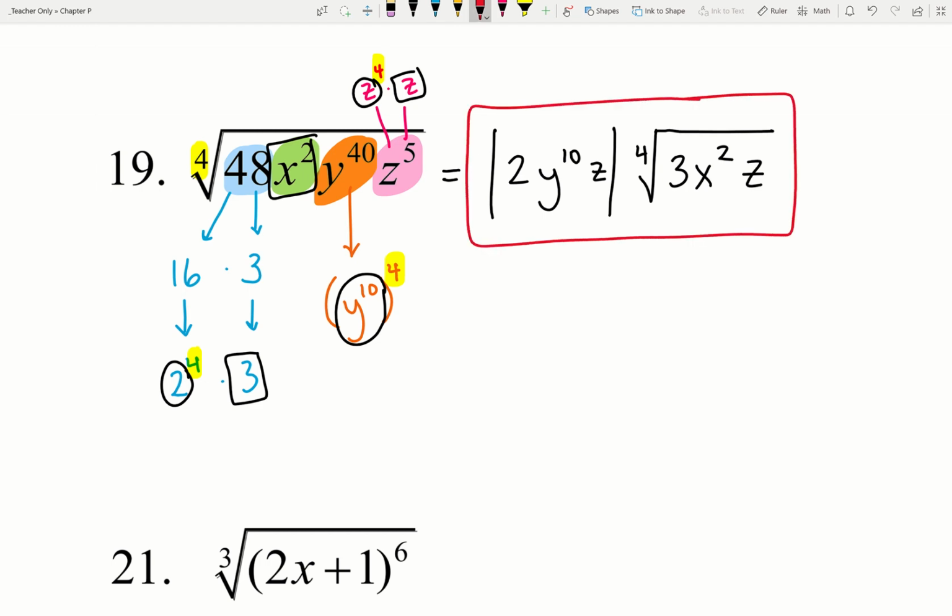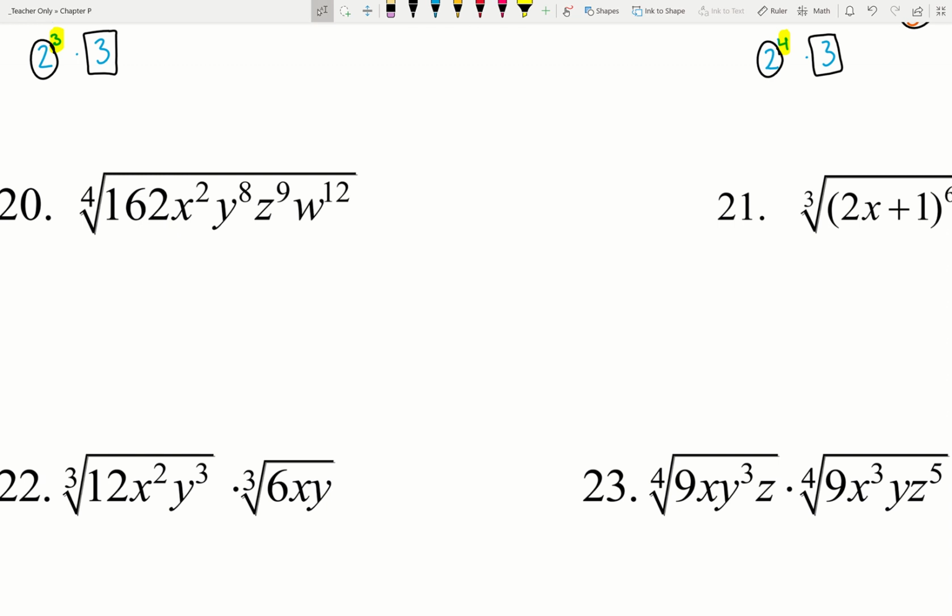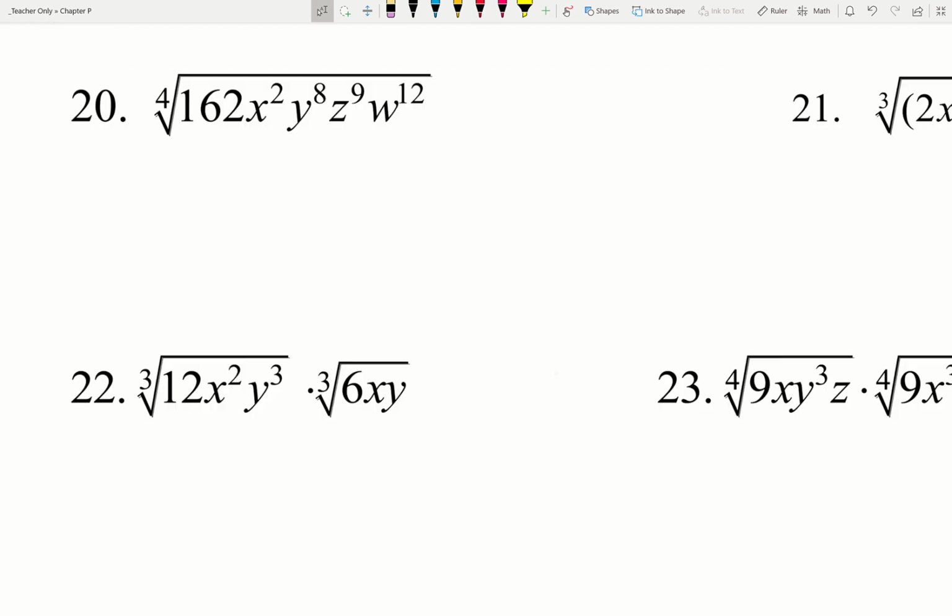So again, if the index was odd, we wouldn't have to worry about that step. But because it's even, we do absolutely have to worry about that step, okay? And then a lot of these go very, very similarly to how we said.